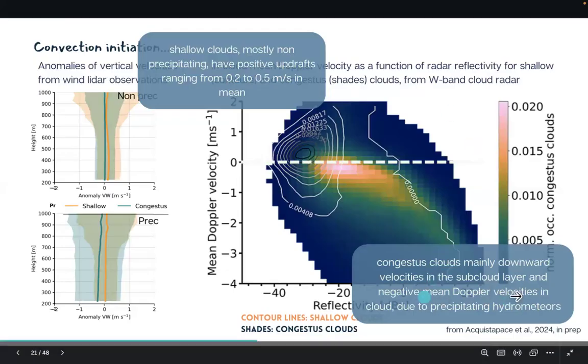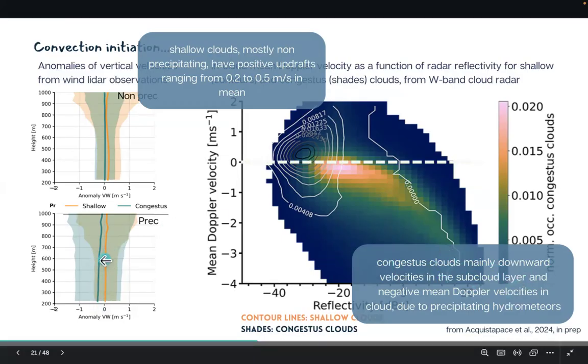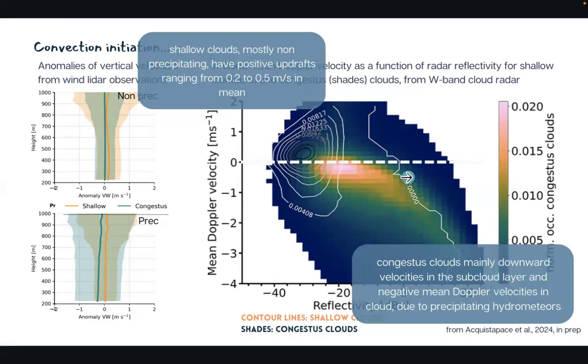If we look at the congestus clouds instead, what we see is that we mainly have downward velocity in the subcloud layer, probably due to the precipitating part. And we still see also in the cloud that we have negative mean Doppler velocities due to the precipitating hydrometeors that are also increasing in reflectivity. This was something that in a statistical sense was interesting to notice from these observations.